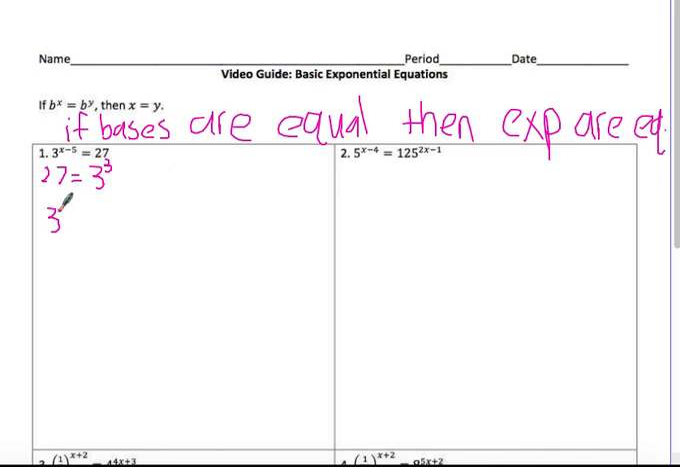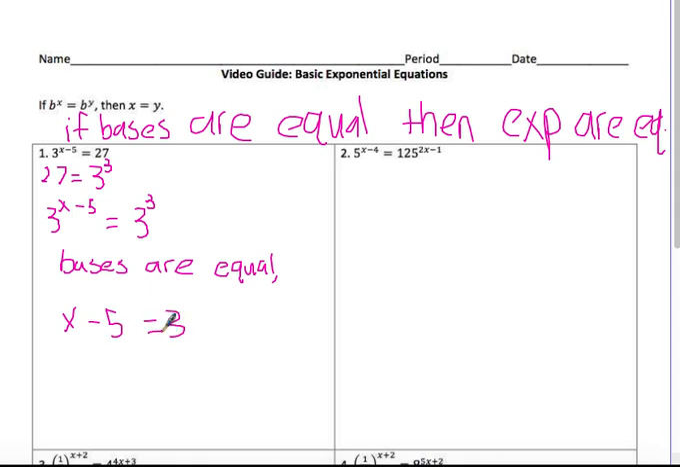So another way we could write this equation is 3 to the power of x minus 5 equals 3 to the power of 3. Now we have the same base on both sides, so it has to follow that x minus 5 equals 3. And then, of course, add 5 to both sides, and we would get x equals 8.